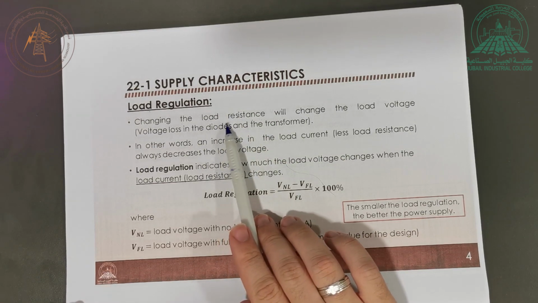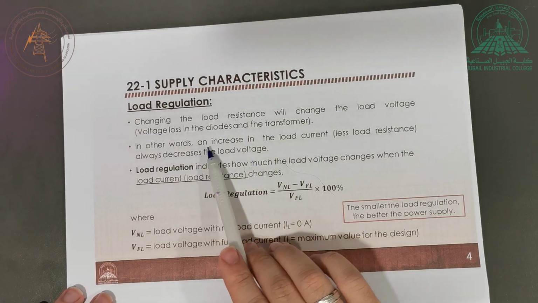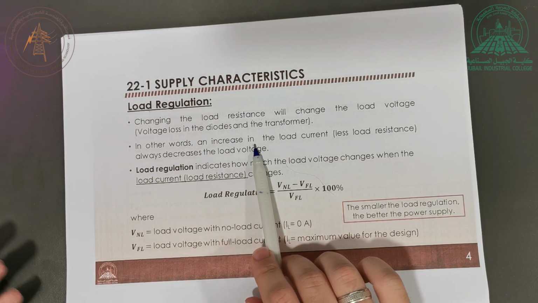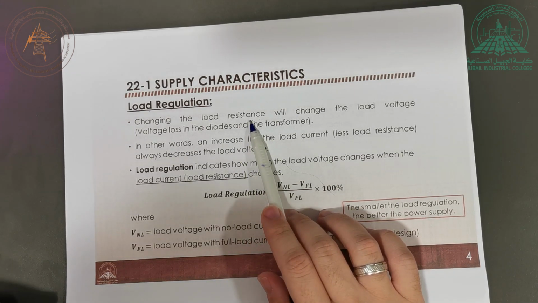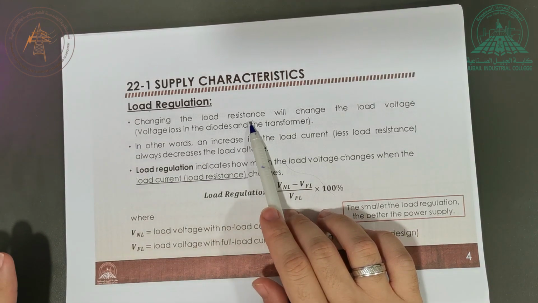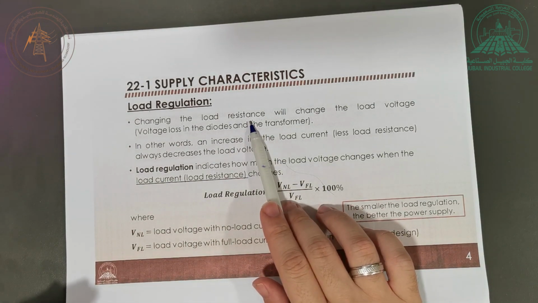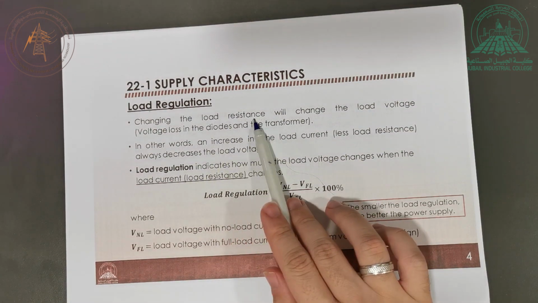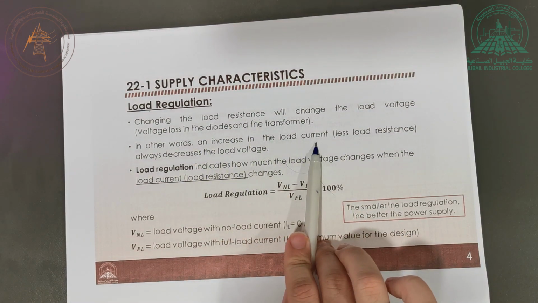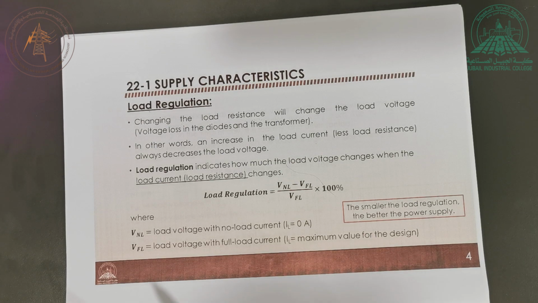Sometimes we can say the load resistance is changing, or we can say the load current is changing. It is the same thing, because when the load resistance increases, the current will go down. If the load resistance decreases, the current will go up, right? So we can say that the load resistance changes or the load current changes. So how can I test? How can I say if this is a good load regulation or not? So these are the steps that I'm going to do.